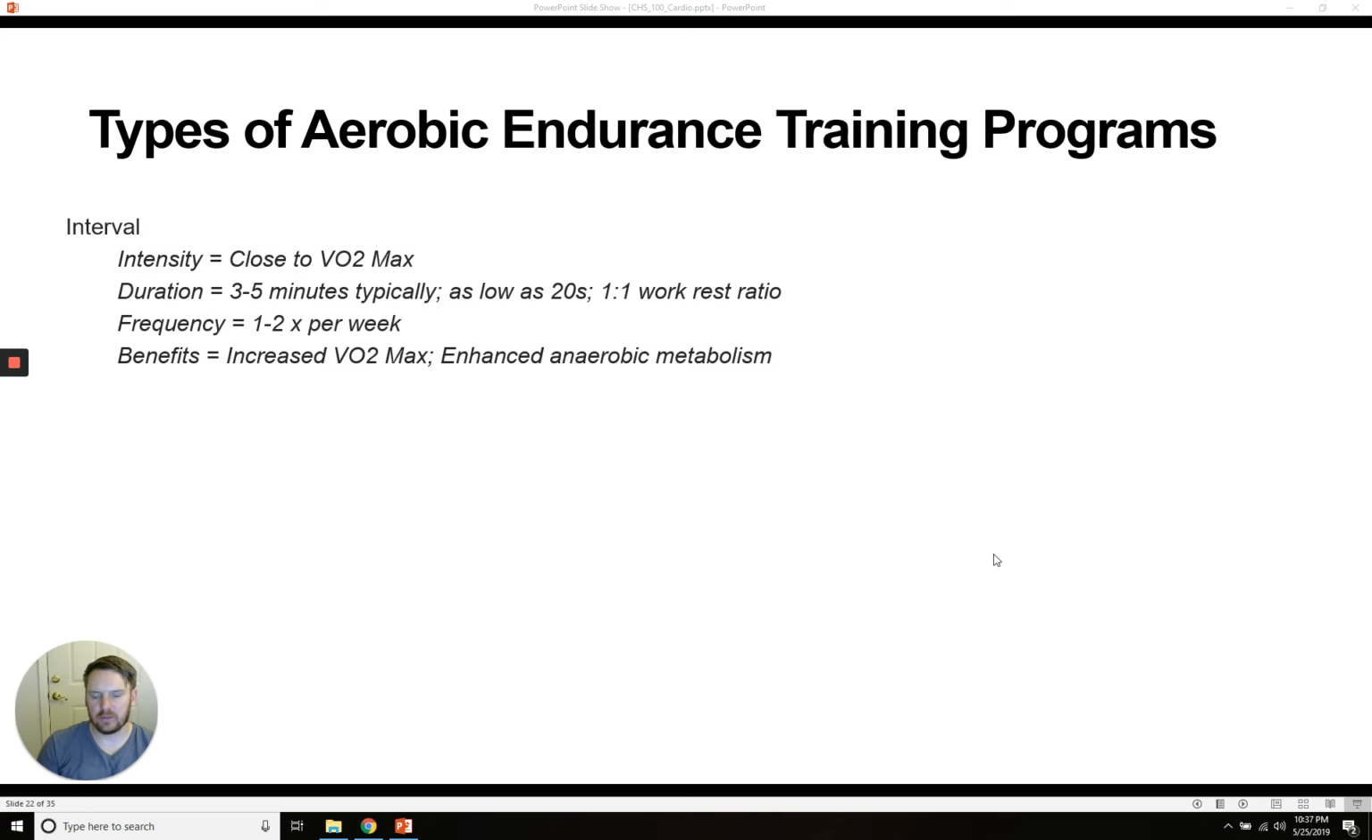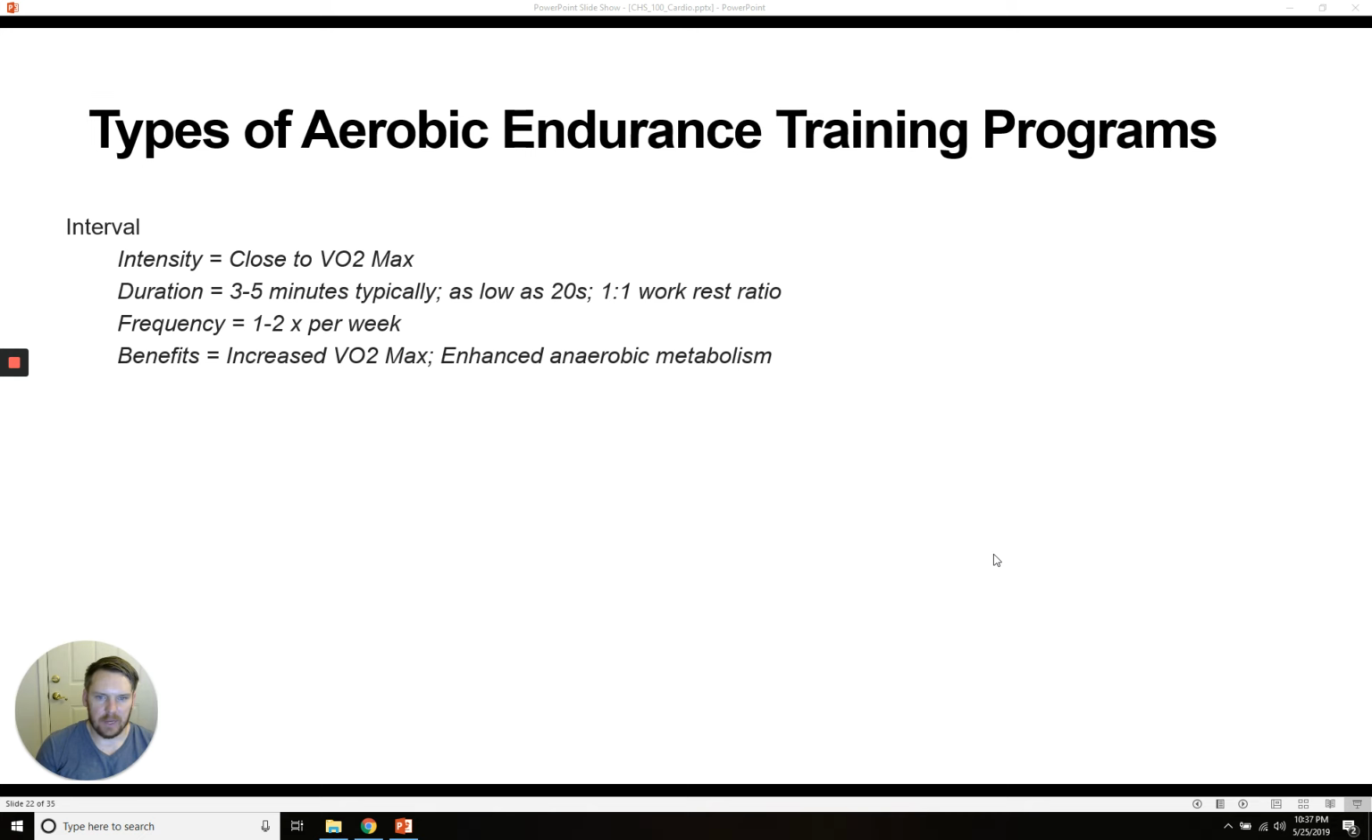Now we also have interval training. Interval training is usually done close to VO2 max, so this is at a very high intensity. Durations are usually 3 to 5 minutes. They can be as low as 20 seconds of work, or things like 1-to-1 work-rest ratios.